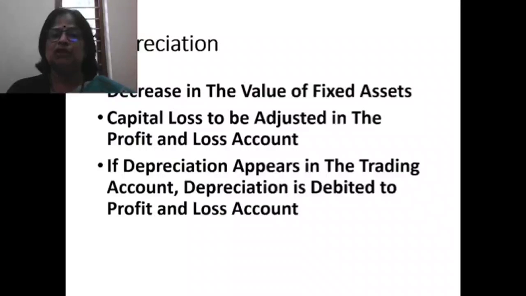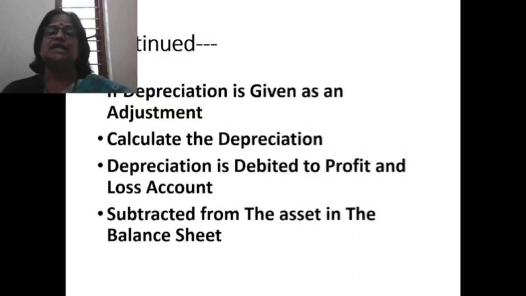In almost all the problems, depreciation will be there. Two adjustments are possible. One is when depreciation appears in the trial balance. Then you only have to remember one adjustment: it will be debited to the profit and loss account. The second is if depreciation is given as an adjustment outside the trial balance, then you have to calculate the depreciation. In the problem, they will mention that you calculate depreciation at 2% or 5%. So that value, you know.